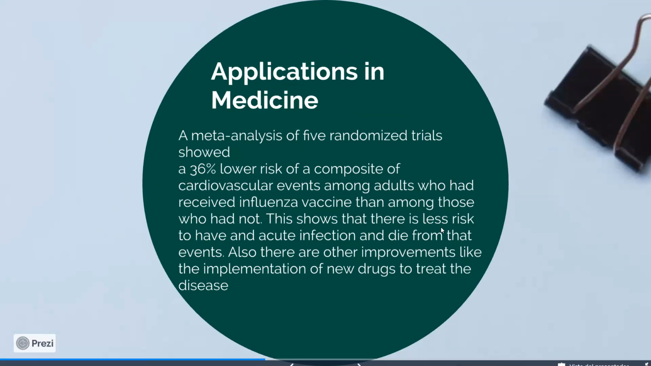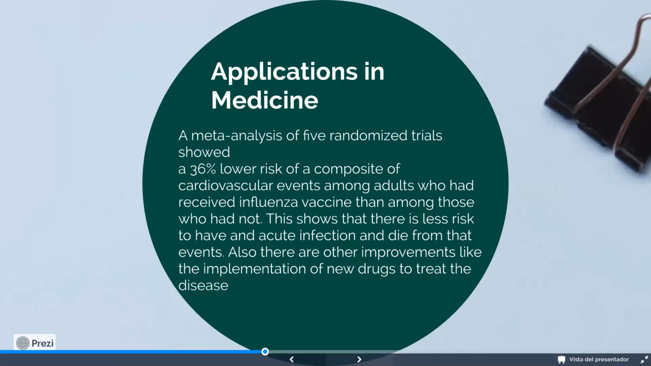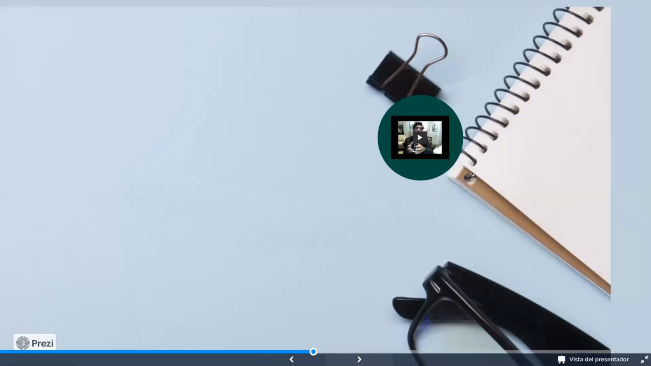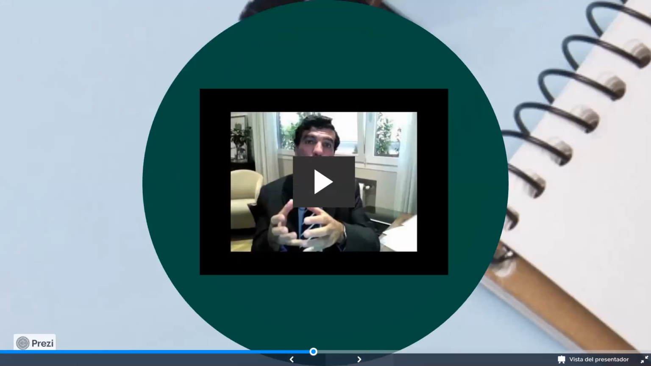Well, applications in medicine. A meta-analysis of 5 randomized trials showed a 36% lower risk of a composite of cardiovascular events among adults who had received influenza vaccine than among those who had not. This shows that there is less risk to have an acute infection and die from that event. Also, there are other improvements like the implementation of new drugs to treat the disease. We'll see another video.